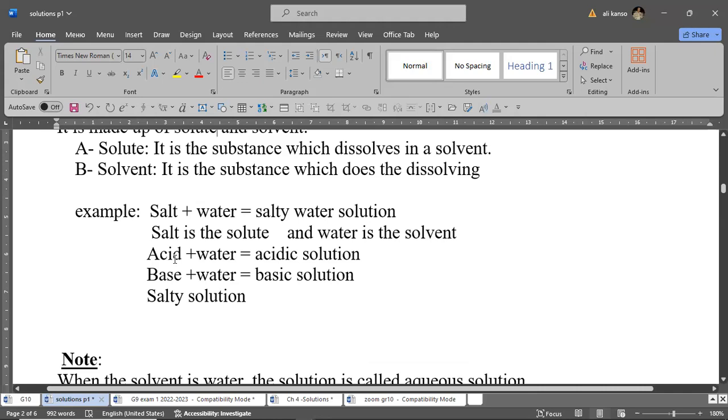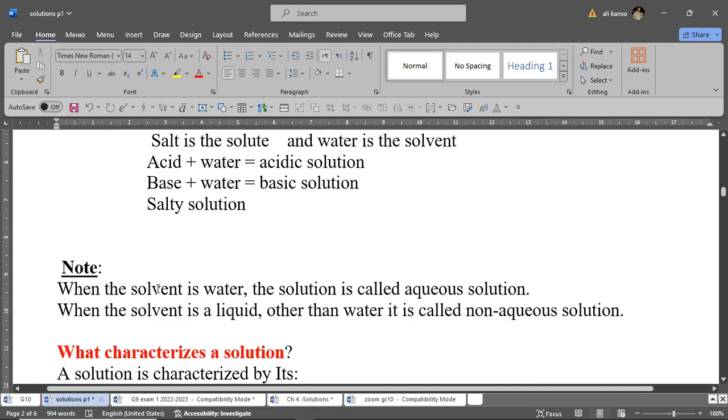Again, acid plus water. If we dissolve some acids, some sour taste substances, we get an acidic solution. Acid is the solute, while water is the solvent. Base plus water: if we dissolve some soap in water, we get a basic solution. So we have many solutions. First note: when water is the solvent, the solution is called an aqueous solution.